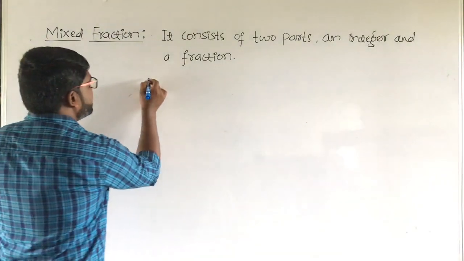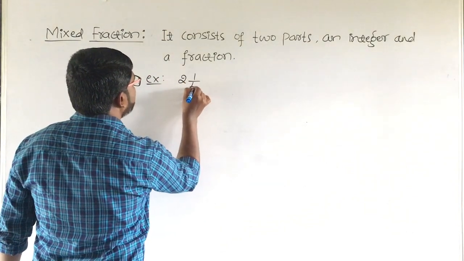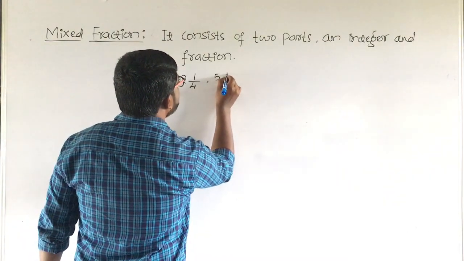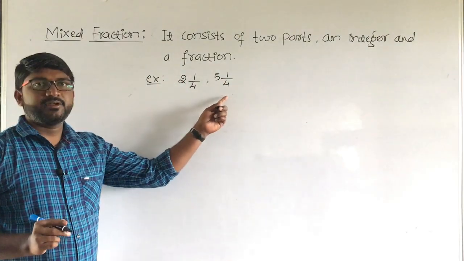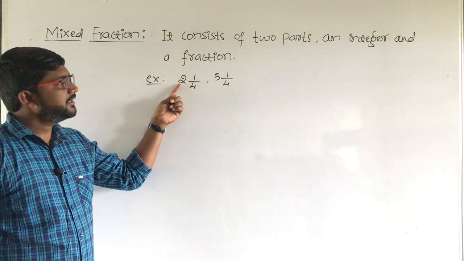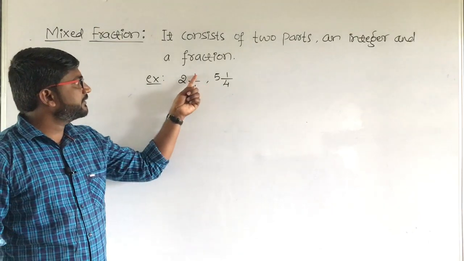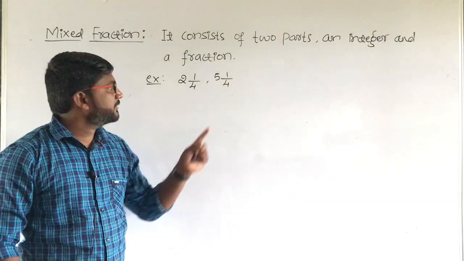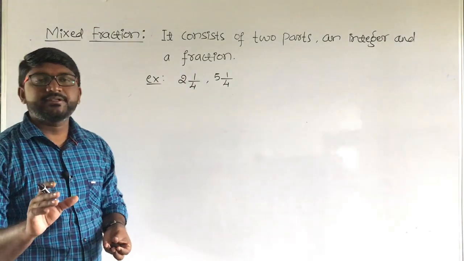The examples are 2 integer 1 by 4, and then 5 integer 1 by 4. These two are examples of mixed fractions. In the first example, 2 is an integer and 1 by 4 is a fraction, a proper fraction because the numerator is smaller than the denominator. In the second example, 5 is an integer and 1 by 4 is a proper fraction. So this is all about the mixed fraction.